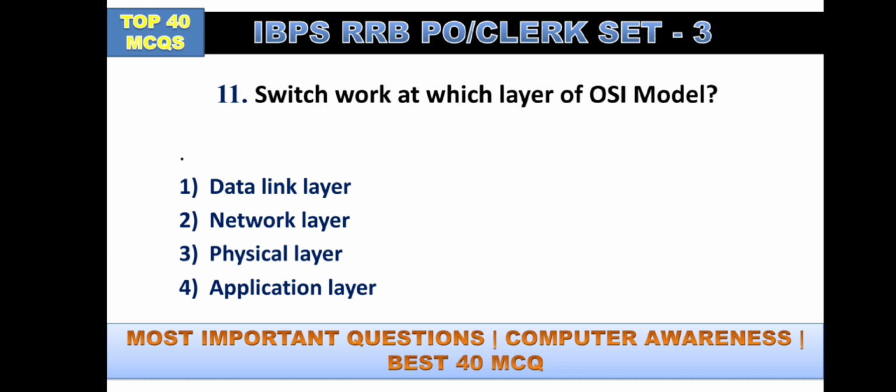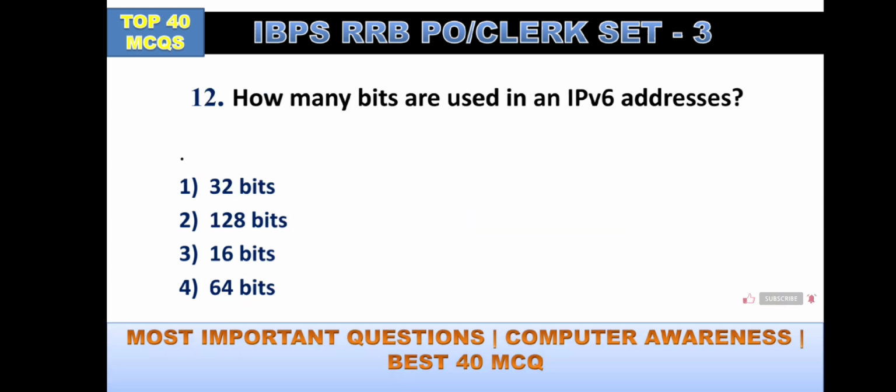Switch works at which layer of the OSI model? Very important question. Switch works at the network layer of the OSI model. How many bits are used in IPv6 addresses? In IPv6 addresses, in total 128 bits are there. So 128 bits are used. Now write in the comment section how many bits are used in IPv4 addresses.